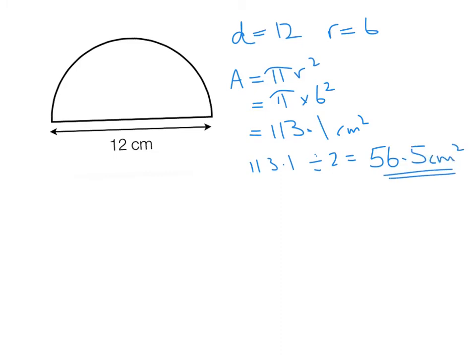That's my area. Next, I'm going to go for the perimeter, and I'm going to use my formula for the circumference. And I know that C is pi d. So the diameter is 6, so that is pi times 6. Sorry, diameter is 12, pi times 12, which is 37.69, so 37.7. And again, because it's half a circle, I need to divide that by 2, which gives me 18.8.